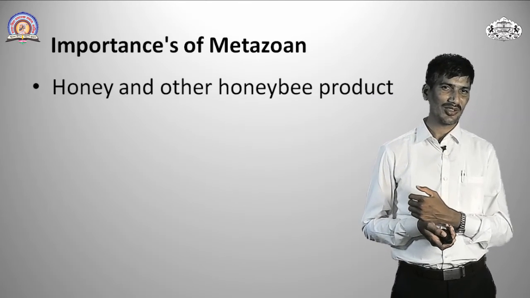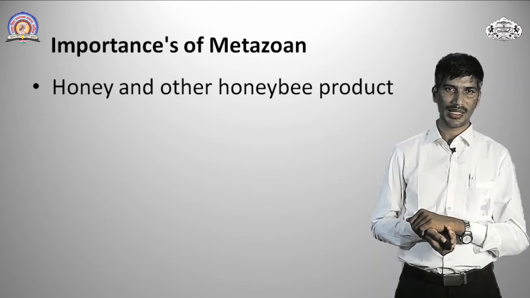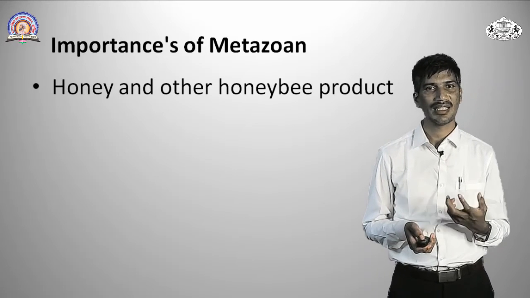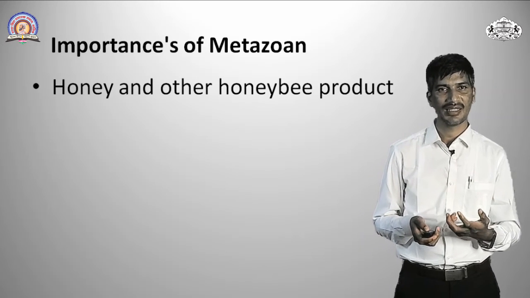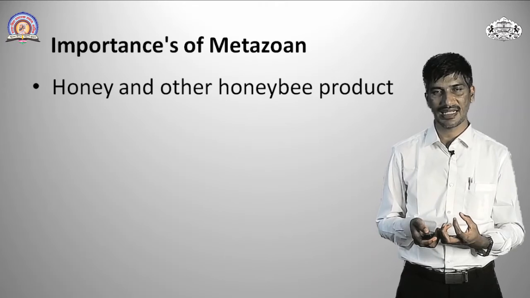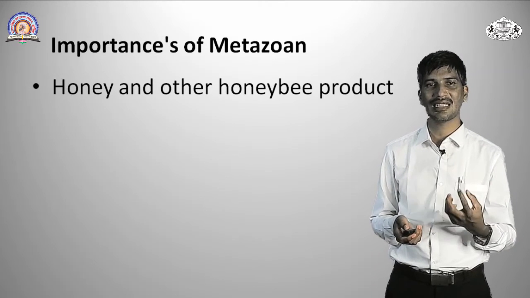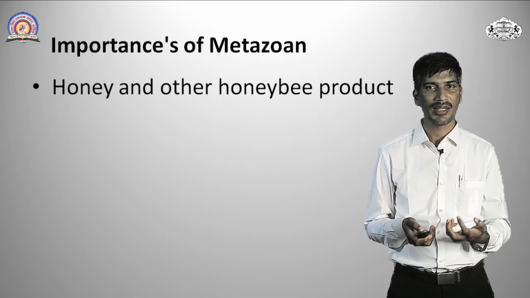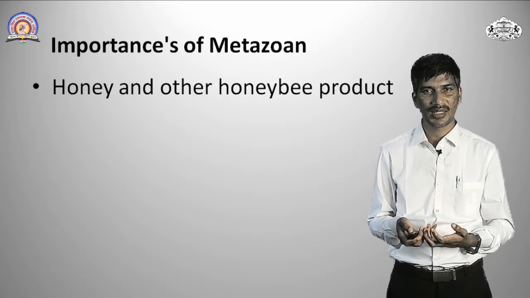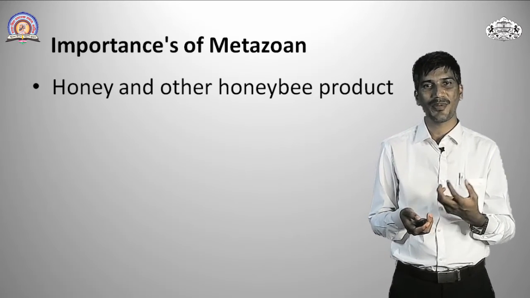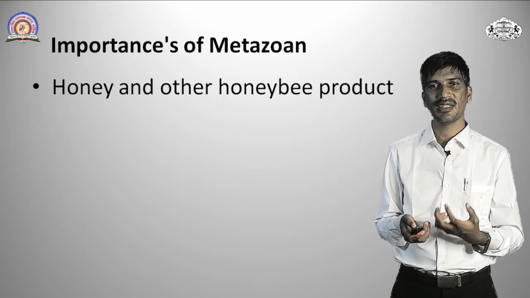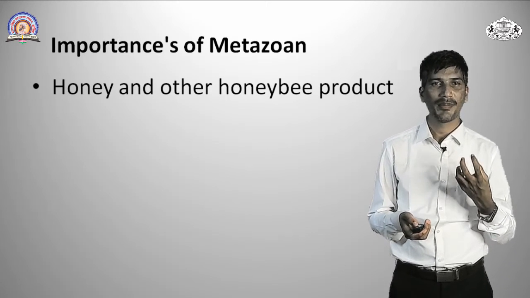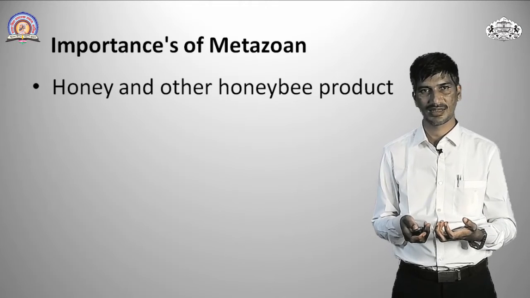Next, the application or importance of metazoan animals. You know that there is honey and honey products. The honeybee is one of the insects, and this insect is very, very important. Honey has different agricultural value, and honey products, like royal jelly and propolis, different products of the honeybee, are very useful for maintaining the health of human beings.